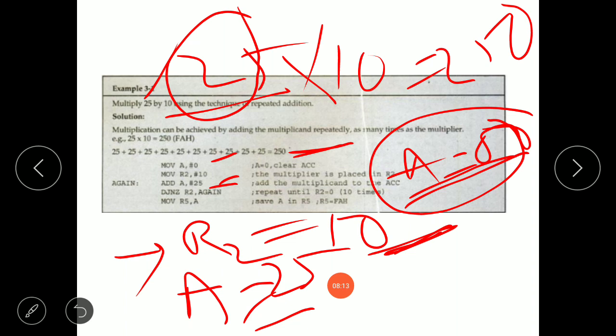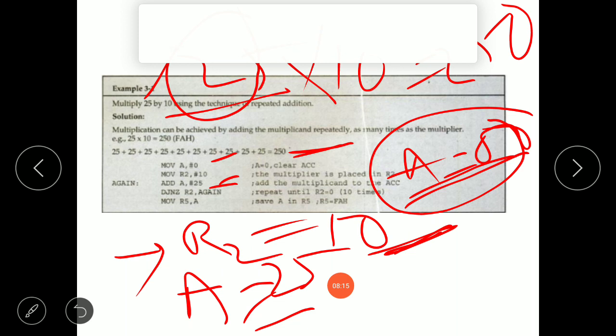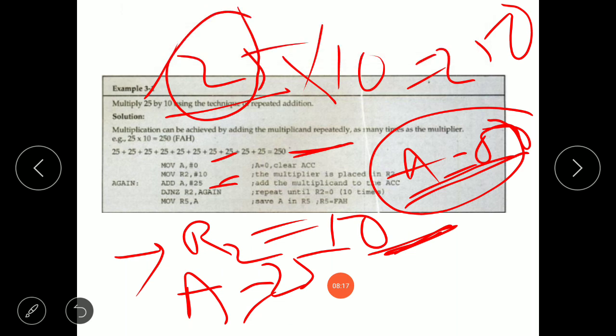Sorry, there is a little bit of a mistake. Next what I am going to do is ADD A, #25. I'm repeating what I have done. I have set the accumulator to 0. I have erased the initial value of the accumulator. Next I have set the counter R2.